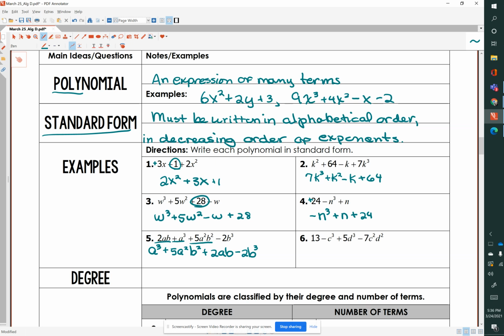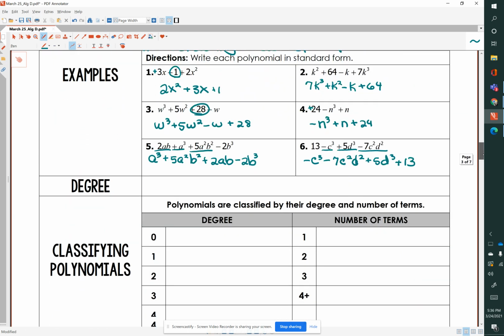And number 6, I would start out with negative c to the third power, and then minus 7c squared d squared, and then my 5d to the third power, and then the constant plus 13.